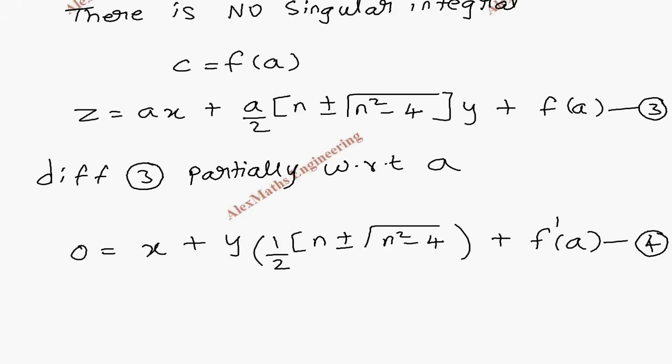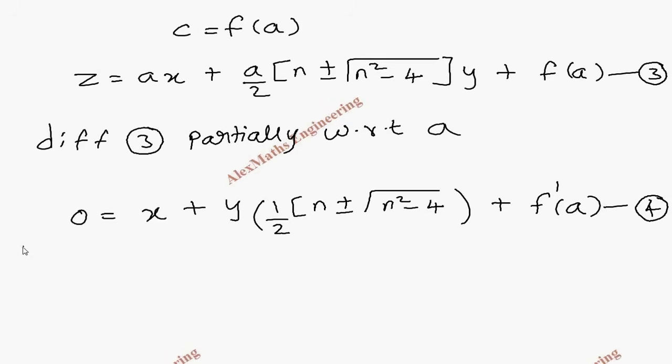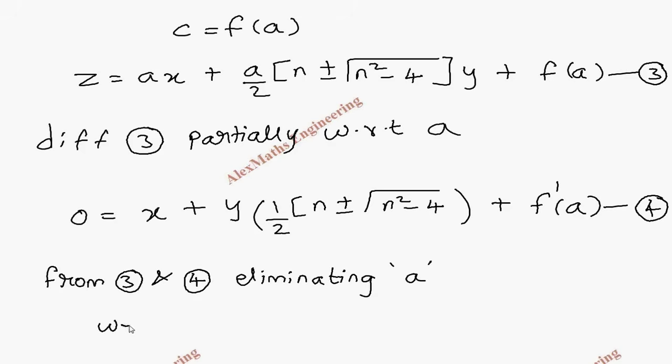From these two, that is from 3 and 4, eliminating a, we get the general solution.